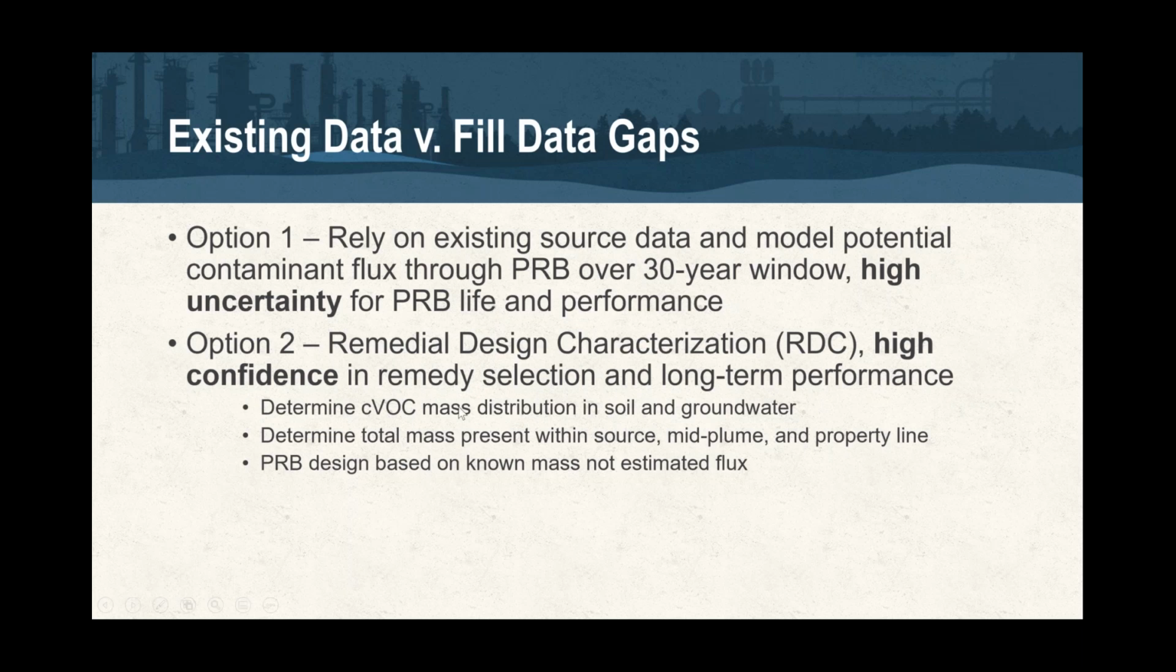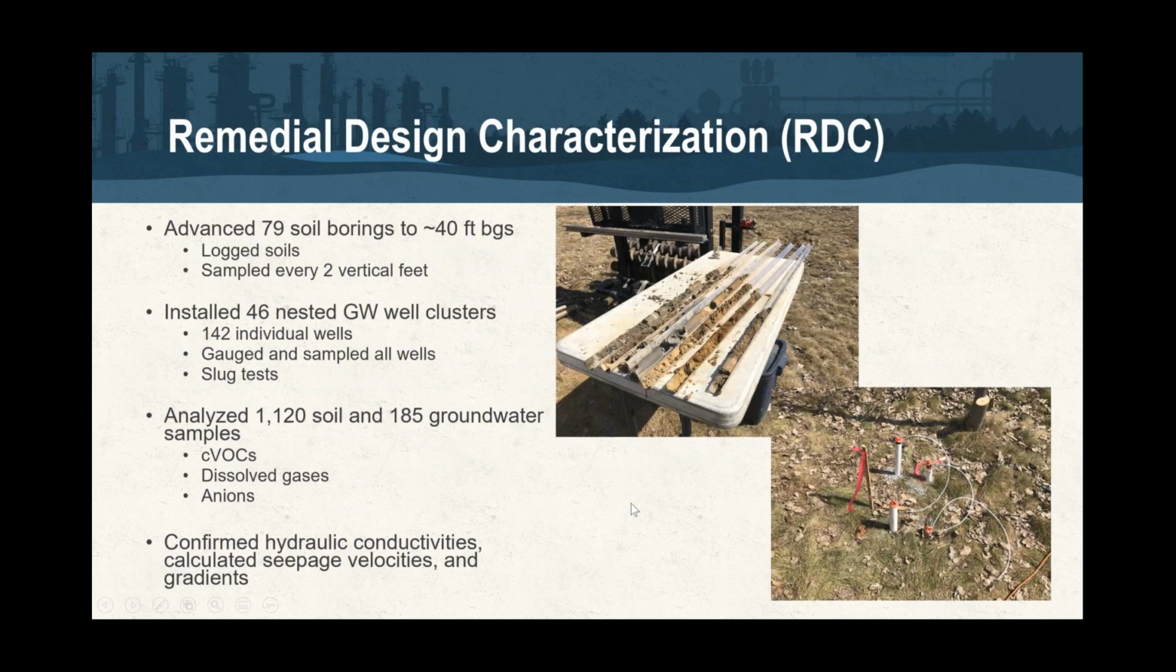So the goal of that RDC, just like Mike has said, is that we're trying to obtain the distribution of the total mass within the formation, but also determine how much mass the PRB would have to handle. In other words, we're not relying on flux and estimates of hydraulic conductivity; it's truly understanding how much mass you have at the site so that you can put enough treatment in place to handle that for the long haul, for the 30 years that the PRB must exist.